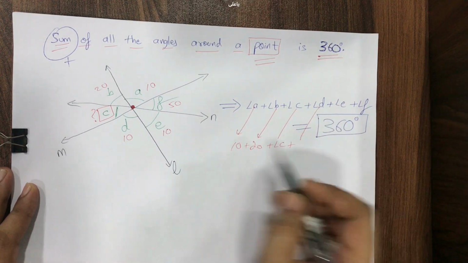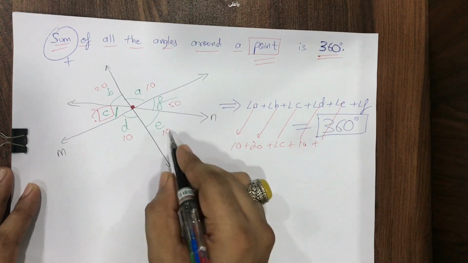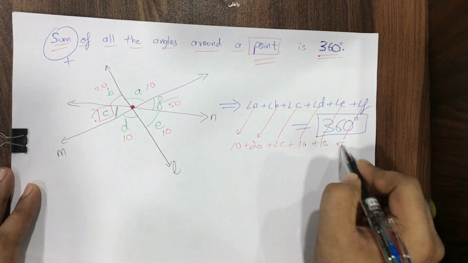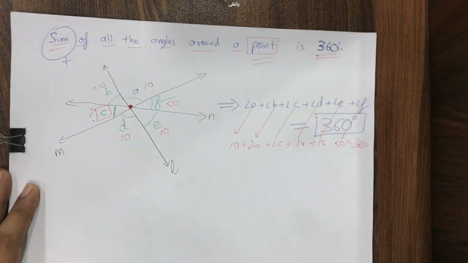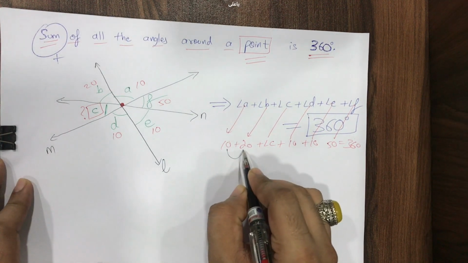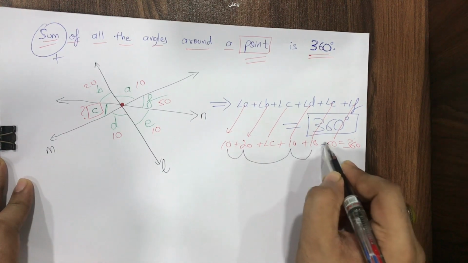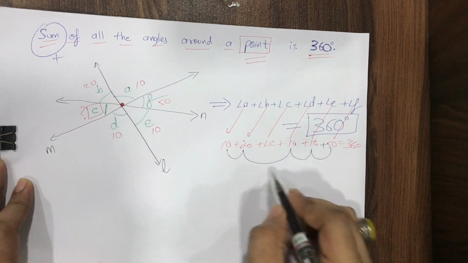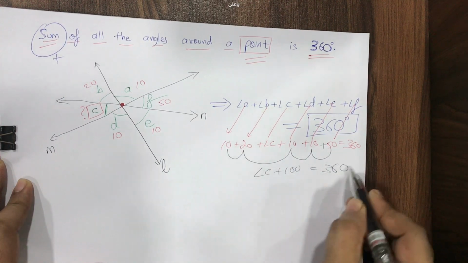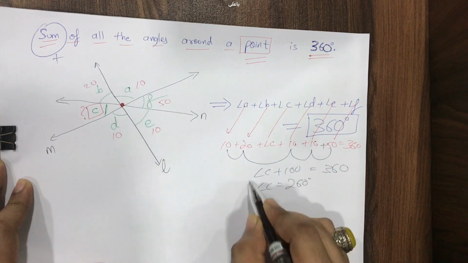Plus value of D, how much? 10. Plus value of E, how much? 10. Plus value of F, how much? 50, is equal to 360 degree students. So this becomes 10 plus 20 is 30, 30 plus 10 is 40, 40 plus 10 is 50, 50 plus 50 is 100. So angle C plus 100 is equal to 360 degree. 100 goes there, so angle C is equal to 360 minus 100, which becomes 260 degree.